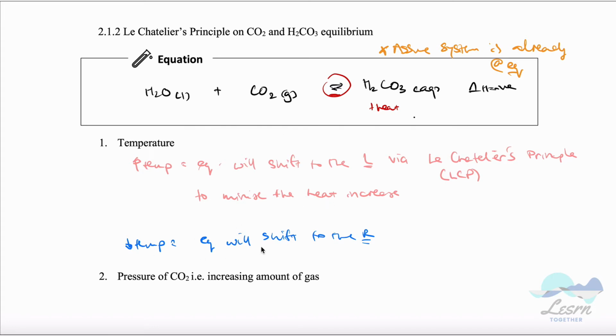So what will happen in this case is you're going to have less reactants, because the reactants are going to convert themselves to the product to form carbonic acid. So you're going to have less reactant and more product, okay? Less reactant and more product.